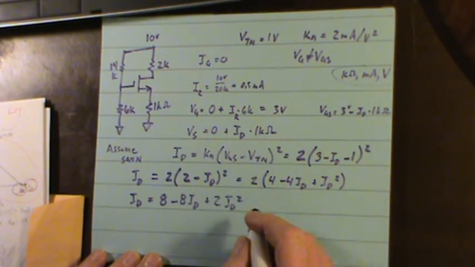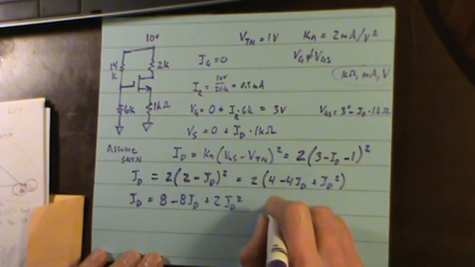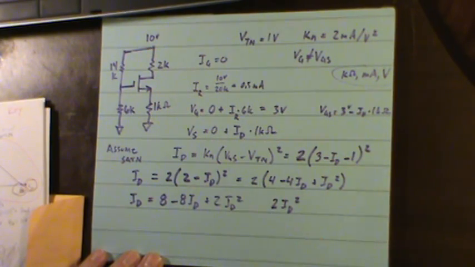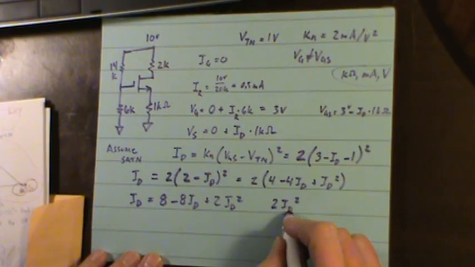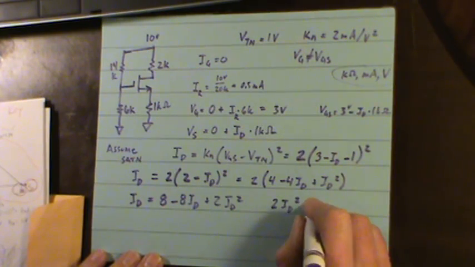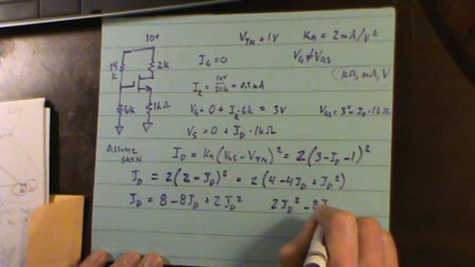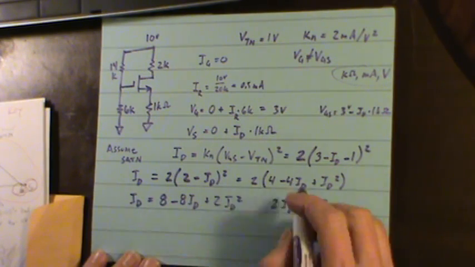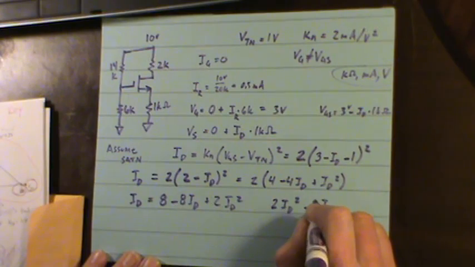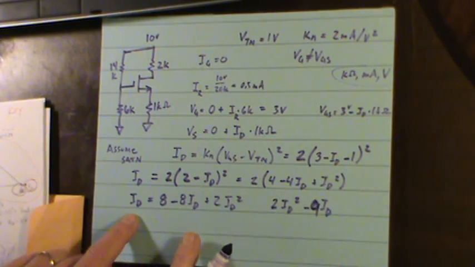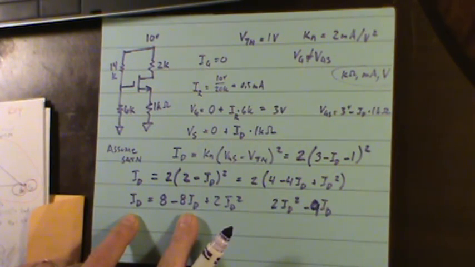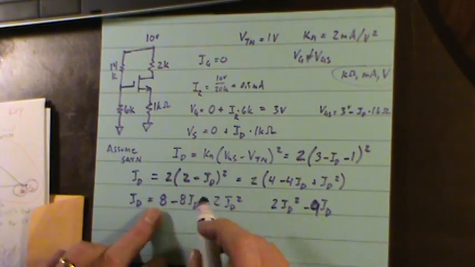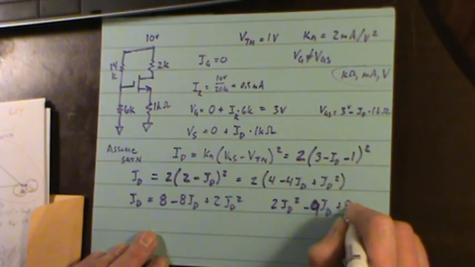Or am I going to rearrange this and put it into my easy quadratic form? I'm going to have 2ID squared. That's my only unknown at this point, right? So 2ID squared minus 8ID. Oh, wait. I've got to subtract ID from both sides. Let's make that a 9. Why? Because there's an ID on that side. I'm going to subtract an ID from both sides. So I'll end up with minus 9ID, and then that's a plus 8 equals 0.